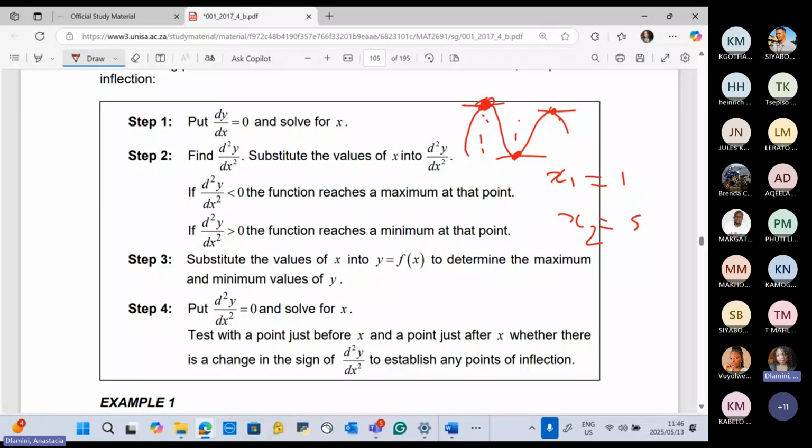After getting the value of x, we test with a point just before x and a point just after x, whether there is a change in sign of the second derivative to establish the point of inflection. Does that statement make sense? Yes, ma'am.